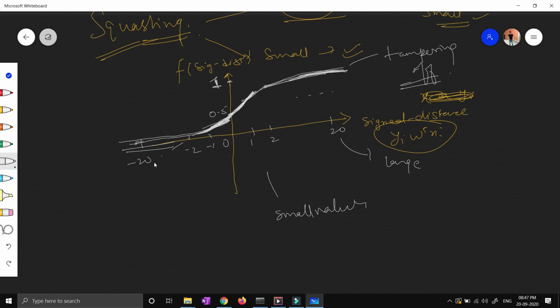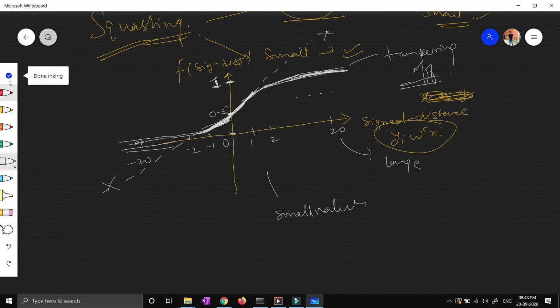We are not going over here, right? We are tempering it off. So this is what I'm saying. My highest value is 1, and my lowest value is 0, right? And the mid value is 0.5. You can see over here.